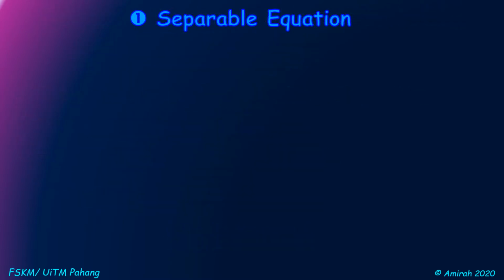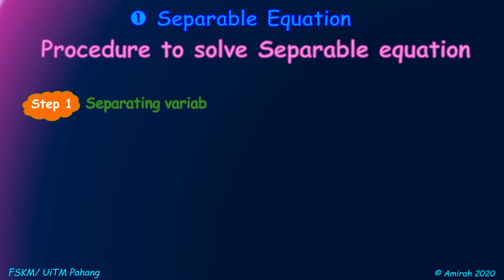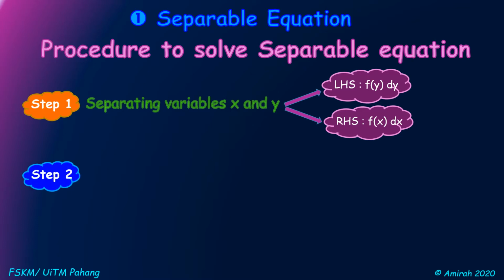Now let's look at the first method to solve first order ODE, which is separable equation. Procedure to solve separable equation. Step 1: separating variables x and y. Left hand side we write into the form of variable y and dy. And right hand side we write into the form of variable x and dx.